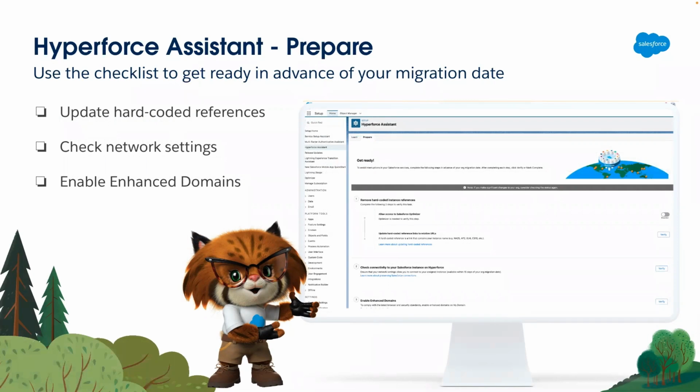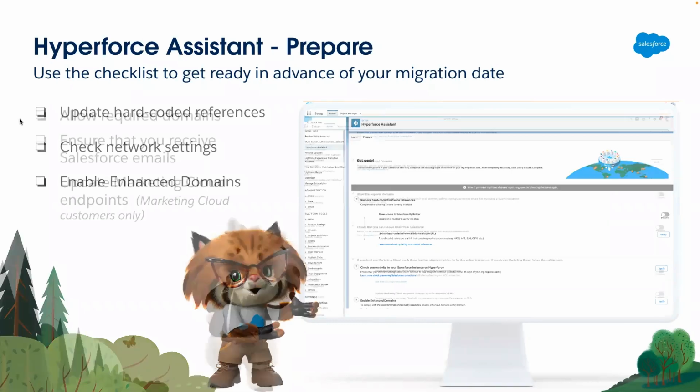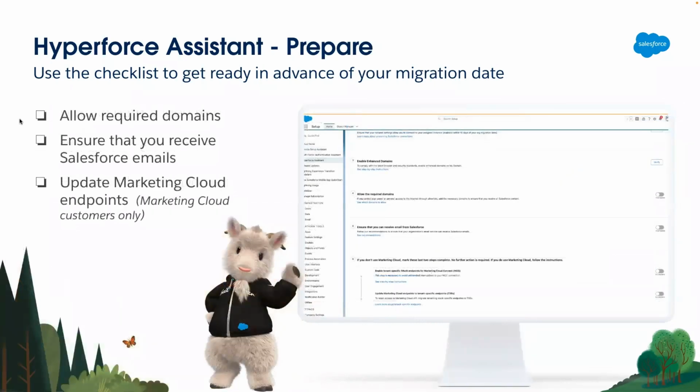Hyperforce uses modern cloud-based technologies that require you to adopt technical best practices in order to maintain connectivity with Salesforce. These best practices also apply to first-party infrastructure, where many are optional, but on Hyperforce, they are mandatory. To see if you're ready for Hyperforce, click Verify on each step to check the status of your org's readiness, such as updating hard-coded reference links, checking the connectivity to your Salesforce instance on Hyperforce, enabling enhanced domains, as well as allowing required domains, ensuring you can receive Salesforce emails, and if you are a Marketing Cloud user, updating Marketing Cloud OAuth endpoints and tenant-specific endpoints.